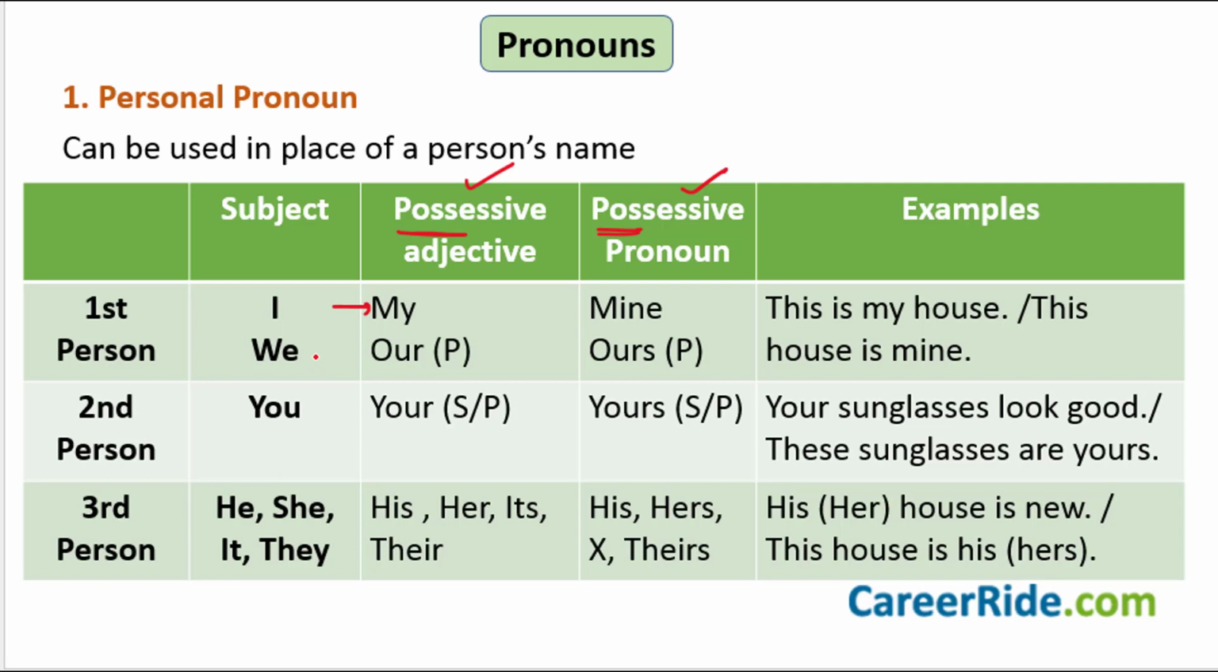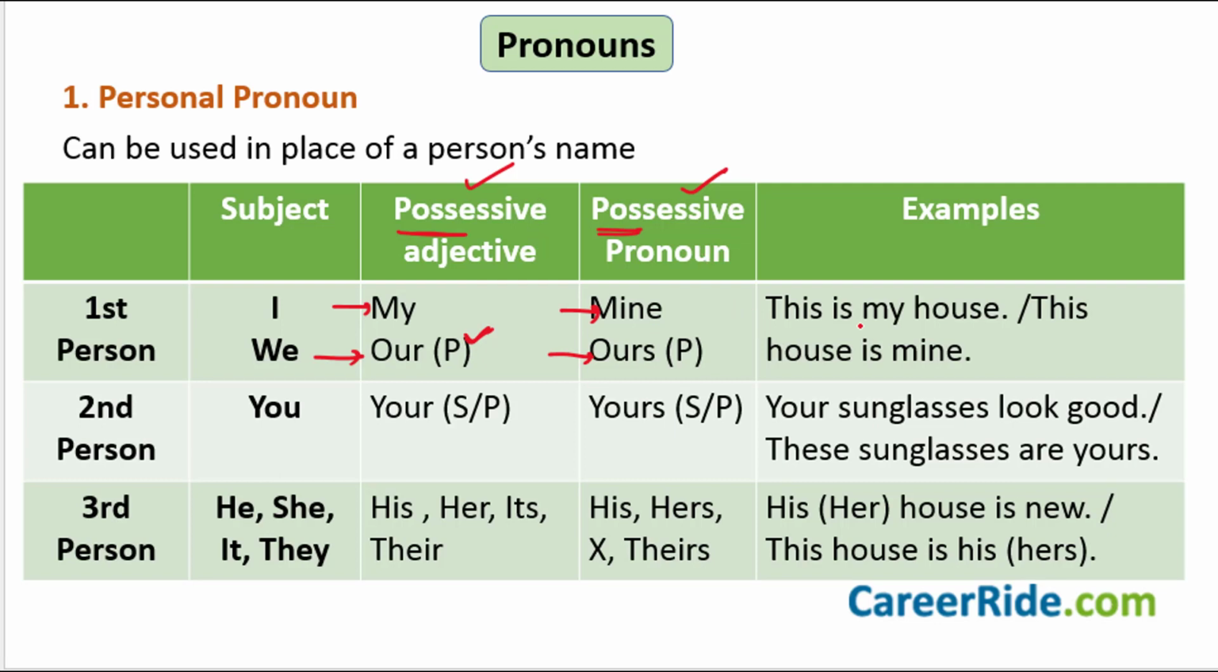And we forms the possessive adjective our, which is a plural form because we are talking about many here. Okay, while its possessive pronoun is mine, and we forms ours. Okay, now how are they actually used in sentences? Because many a time you will find questions based on this concept of possessive adjective and possessive pronoun in the exams.